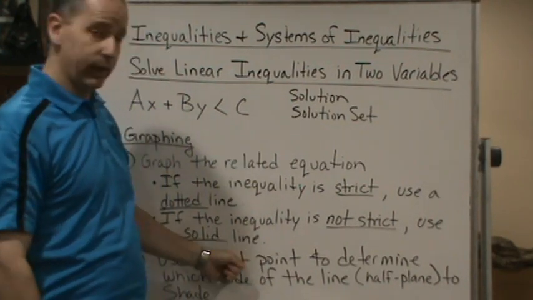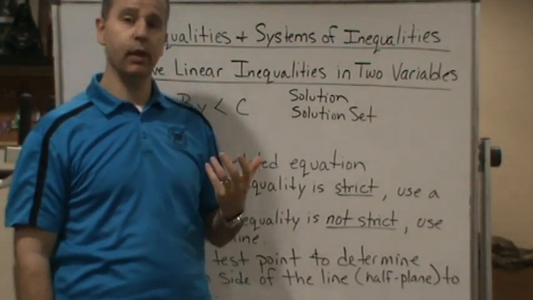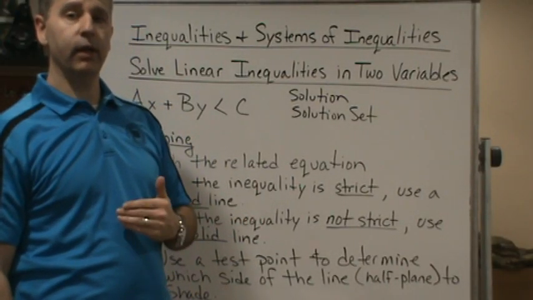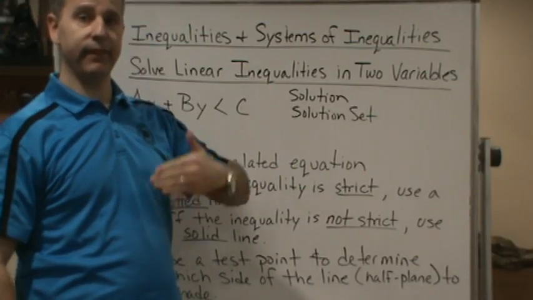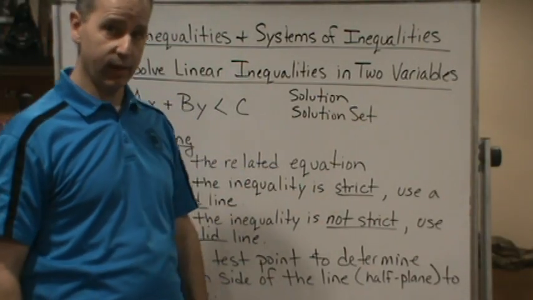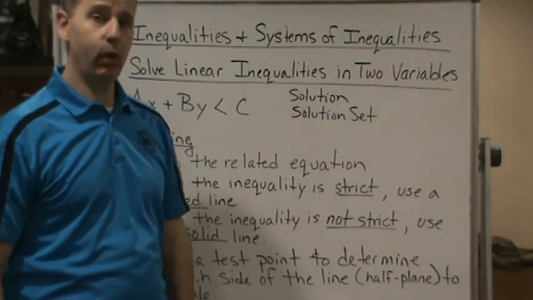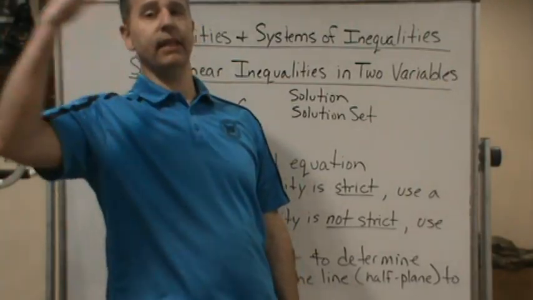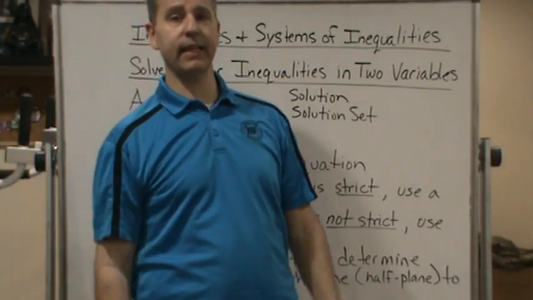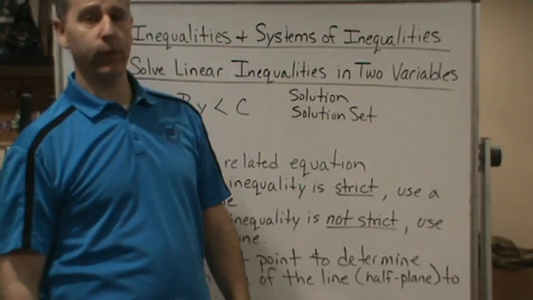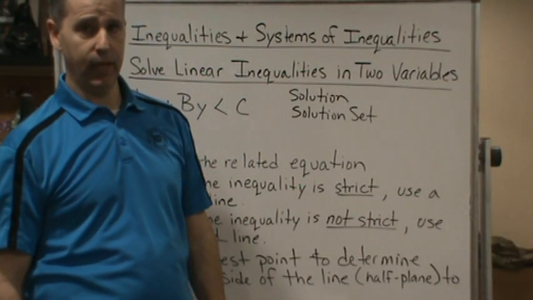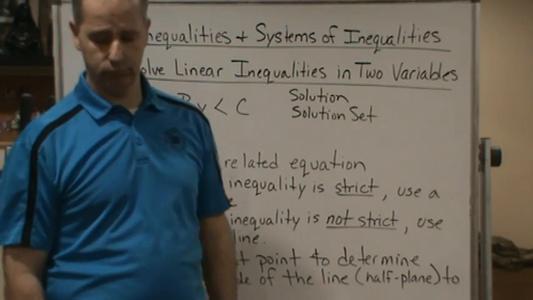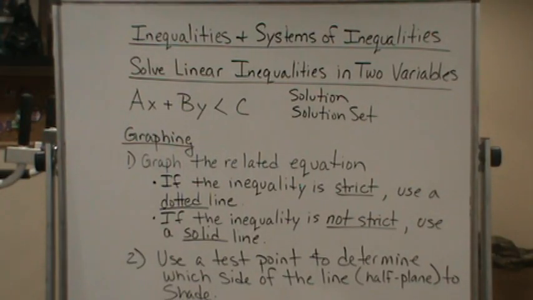So if the point we plug in gives us a true statement, a true inequality, then we're going to shade in the half plane on the side of the line where we took the test point from. Now, if we get a false statement, then that just means that we're going to shade in the half plane that's on the opposite side from where we took the test point from. And that's it. That's all there is to graphing inequalities. So now we'll do some examples.